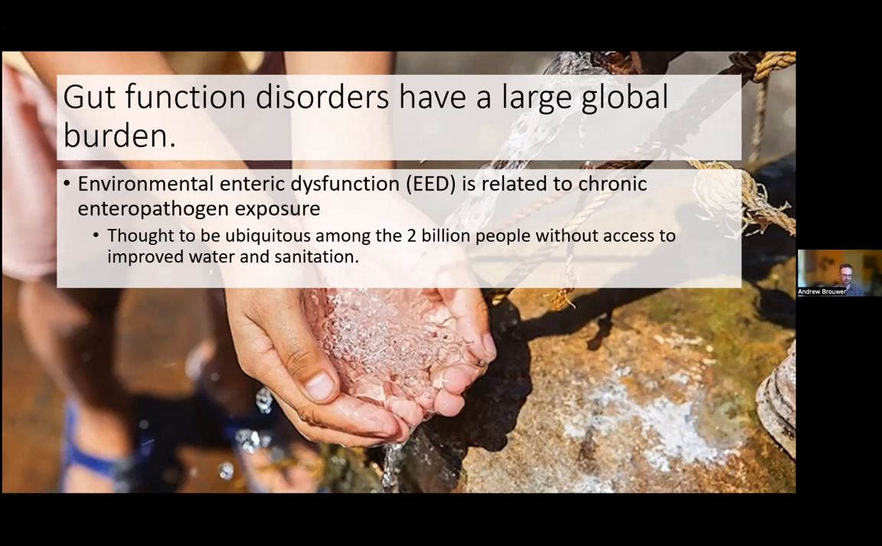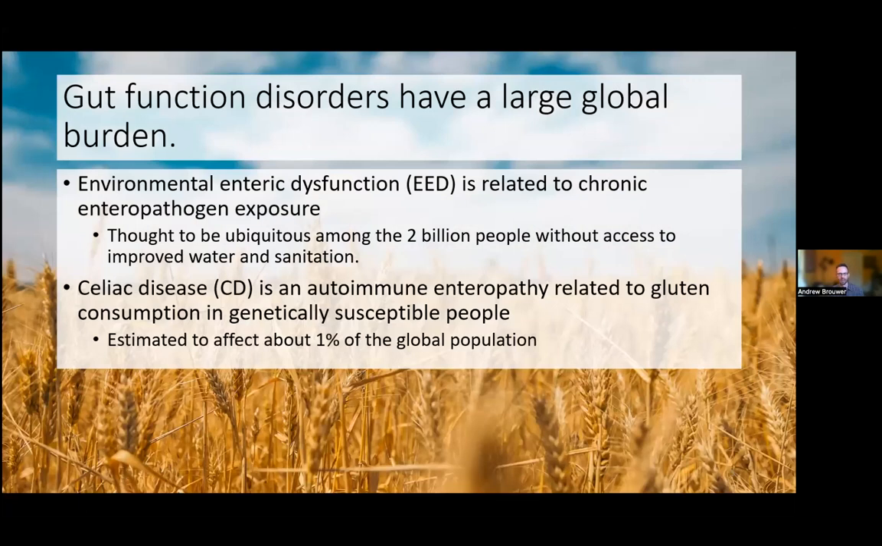On the other hand, we have things like celiac disease, which is an autoimmune enteropathy, meaning a disease of the guts, and that's related to gluten consumption. It's probably much more familiar to this audience, and this happens in genetically susceptible people. That's estimated to affect about 1% of the global population, but of course 1% of however many billion people we are on the globe now is still a very large number.